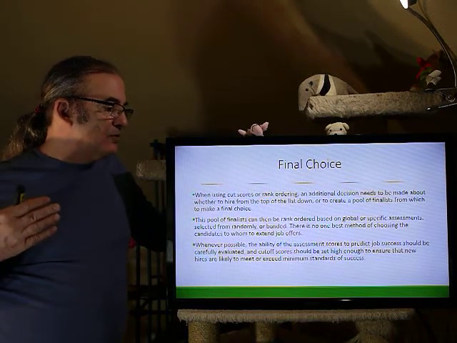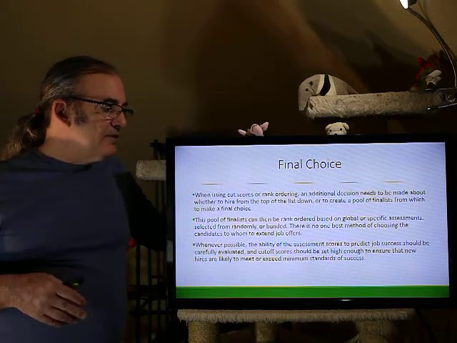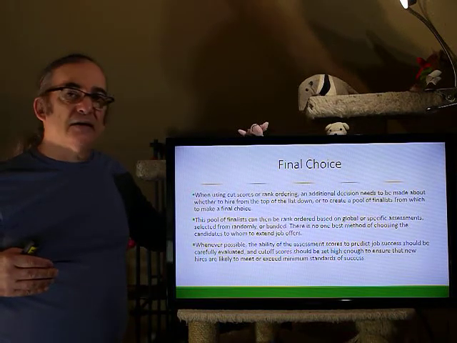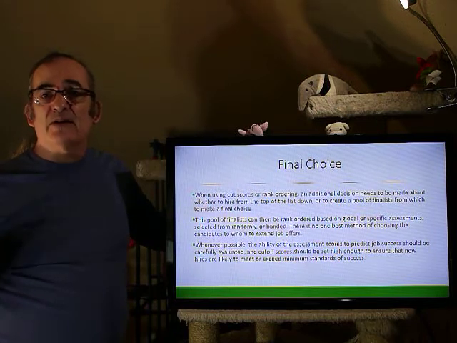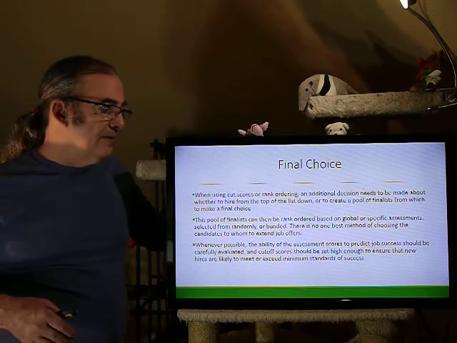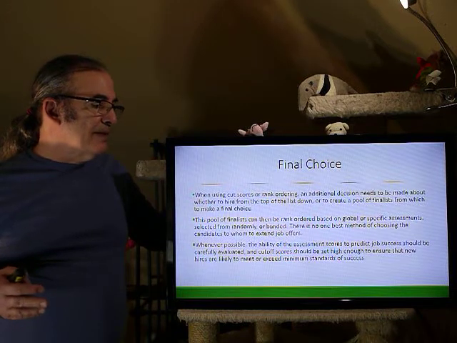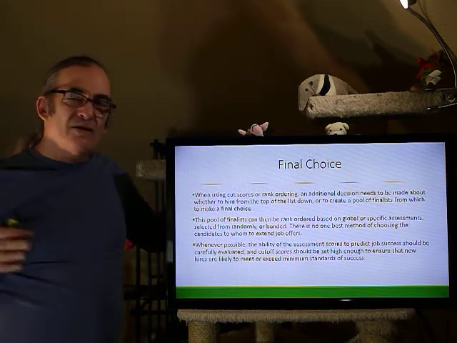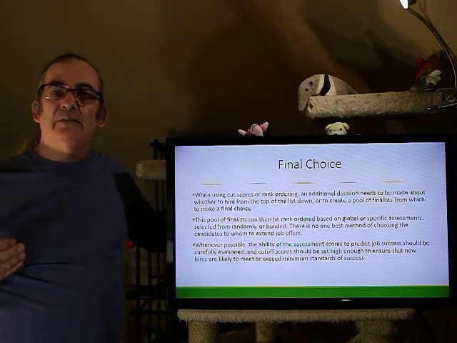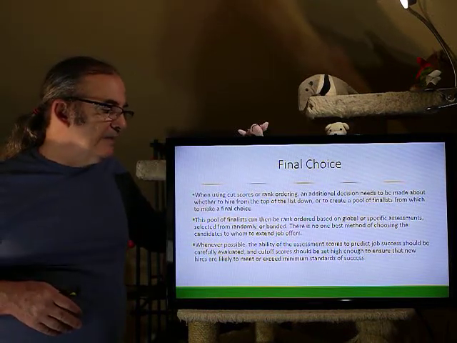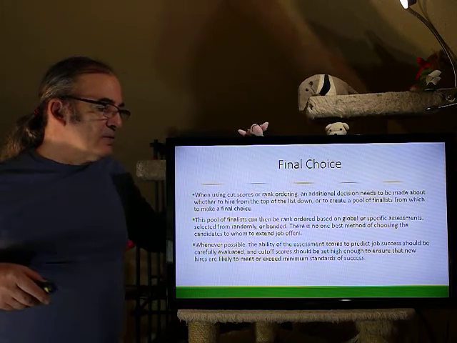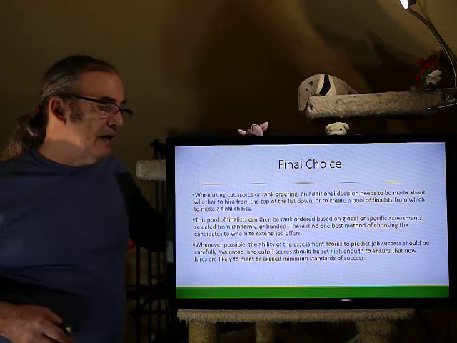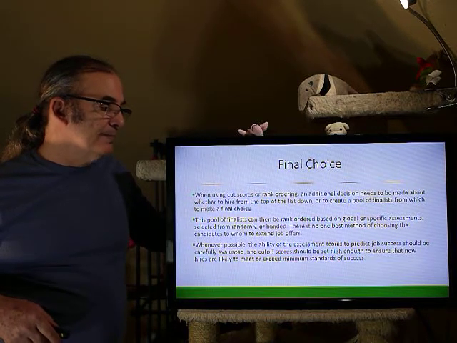When using cut scores and rank ordering, an additional decision needs to be made whether to hire from the top of the list down or to create a pool of finalists from which to make a final choice on yet another criterion. The pool of finalists can be rank ordered based on global, specific assignments, selected randomly, or banded. There's no one best method. You have to determine what the pros and cons of each method are. Whenever possible, the ability of the assessment scores to predict job success should be carefully evaluated. And this is that longitudinal analysis that we've been describing throughout the course.